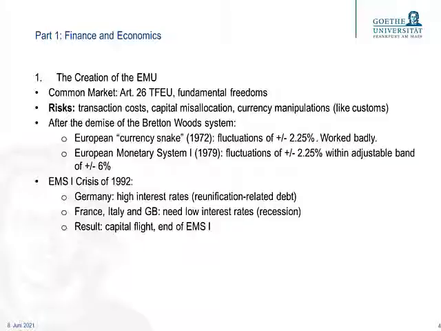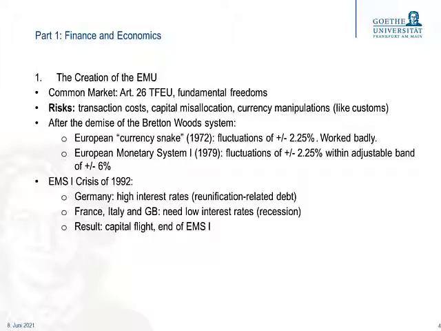And therefore, once the Bretton Woods system collapsed, which also had provided the monetary background for the early period of the European Union, or then European Communities, European leaders thought about systems that would replace Bretton Woods, and they introduced subsequent models. The first was the so-called currency snake that allowed fluctuations of plus minus 2.25%. It didn't really work very well.